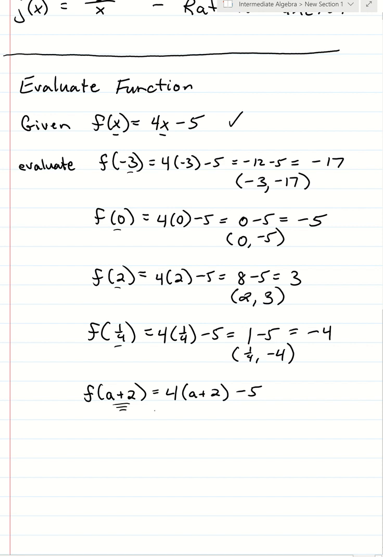Now we just want to simplify this. To simplify, I would want to start by distributing my 4. 4a plus 8 minus 5. Further simplifying what we can here, we would have 4a plus 3. That's the output, okay? And just like we wrote these answers as an ordered pair made up of the input and the output, I could say that the answer would be a plus 2, that's the input, and 4a plus 3 would be the output. Okay? So, if we plug in a number, we get out a number. If I plug in an algebraic expression, I'm going to get out an algebraic expression. Okay?